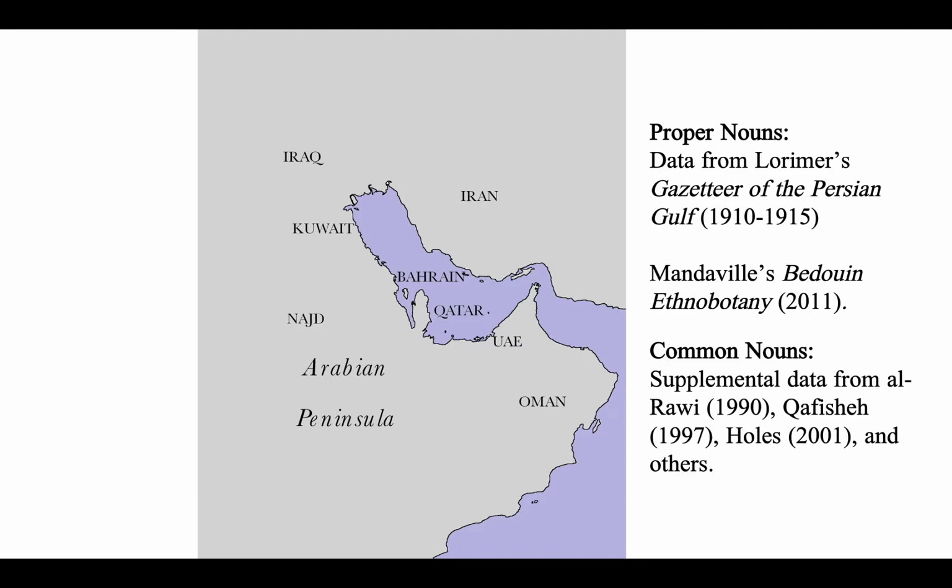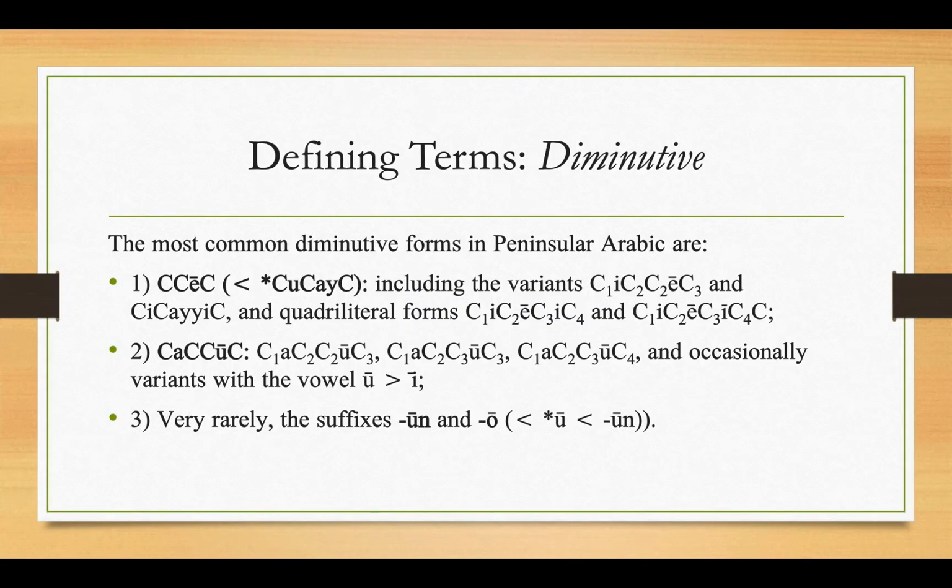data. In addition to data from Lorimer, I gathered about 500 plant names from Mandeville's Bedouin Ethnobotany, and I also gathered about 5,000 common nouns from various lexical sources on Gulf Arabic. When you talk about diminutive nouns in Arabic, there are quite a few different noun patterns that have been written about as being diminutive. However, in the dialects in this study, there were mainly these three categories.